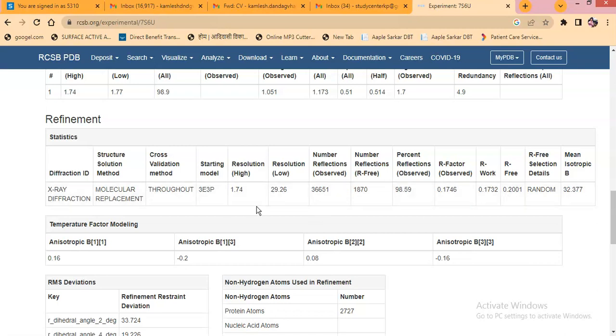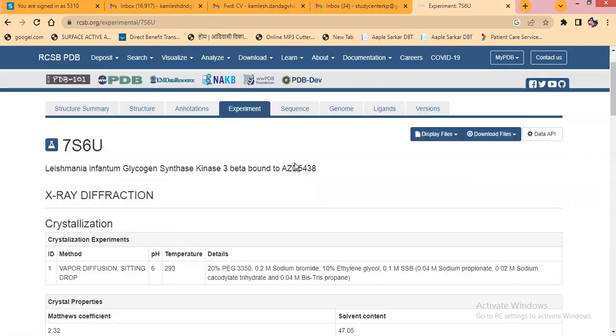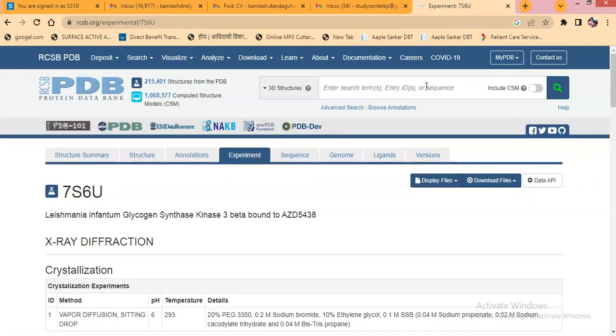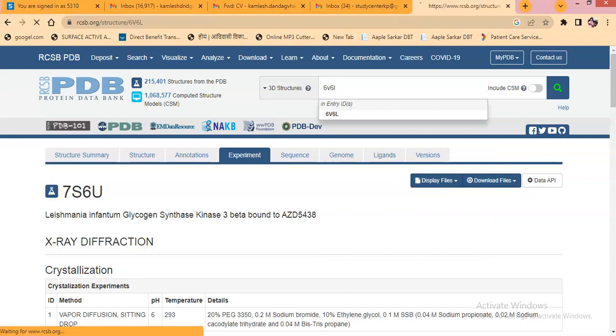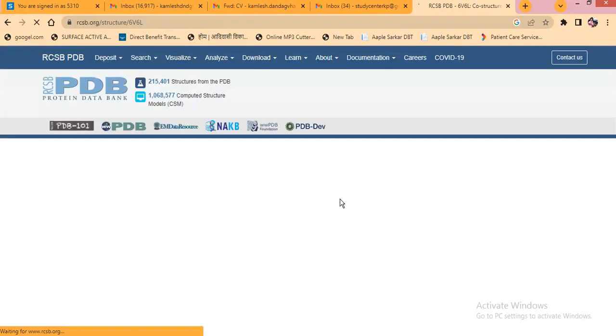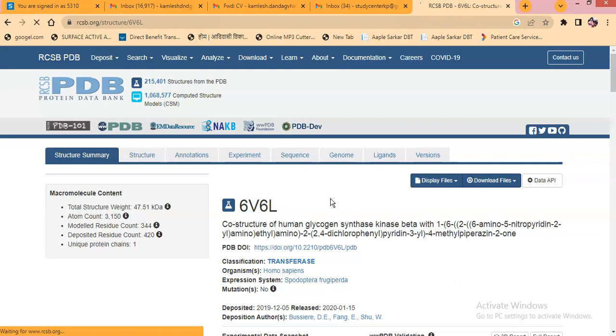Then the residue count must be very close to the residue count which should be available for that protein. If it is not, then simply you have to go for another protein. Here I know that 6V6L is a protein of glycogen synthase kinase that I studied before. So I am going to show you the parameters for this 6V6L.